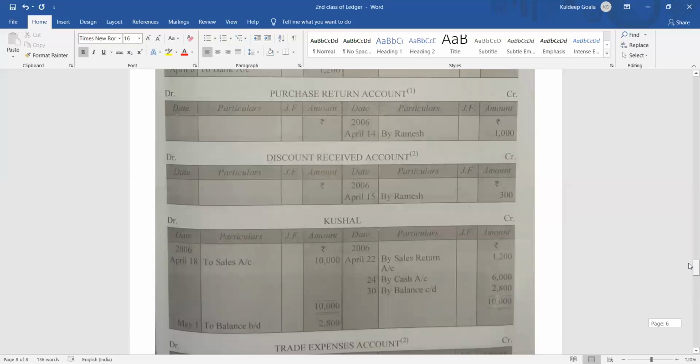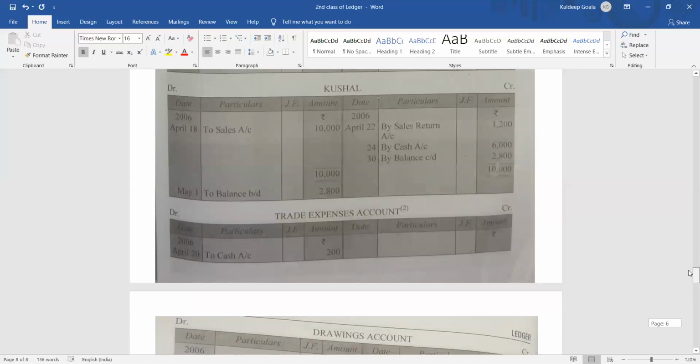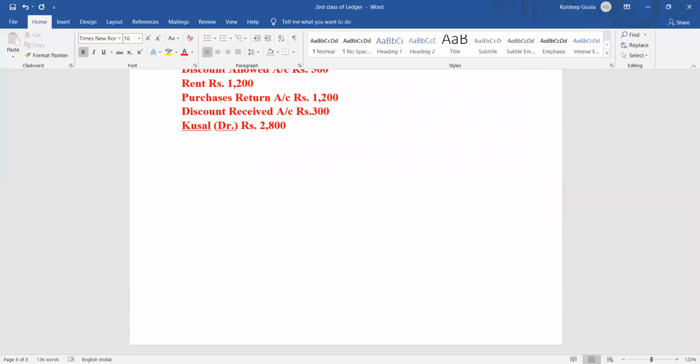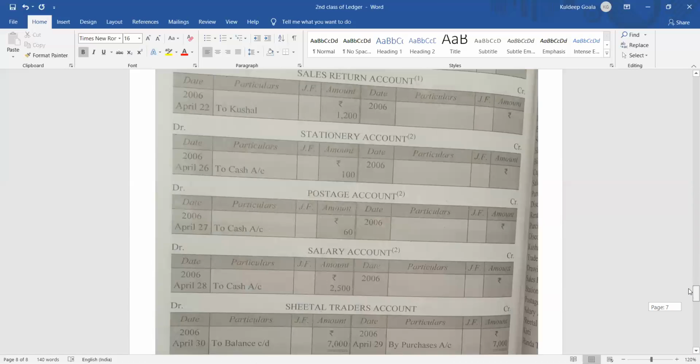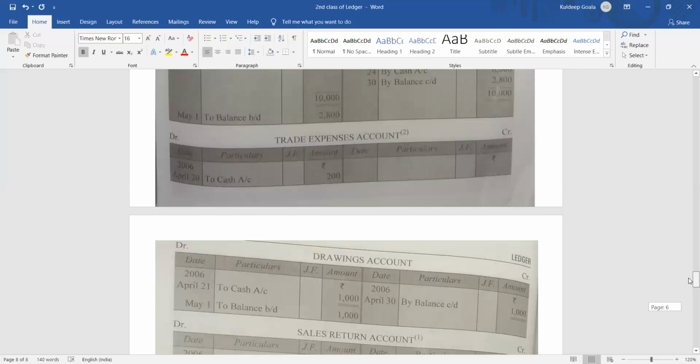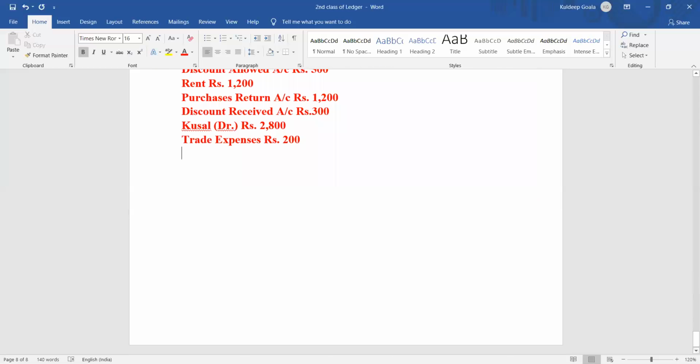Right? After Kushal, we are having trade expenses. How much? 200 rupees. Trade expenses, rupees 200. Moving back again. After trade expenses, we have got drawings account. The balance is 1000, right? Drawings account, rupees 1000. Okay, clear? So drawings is of 1000.